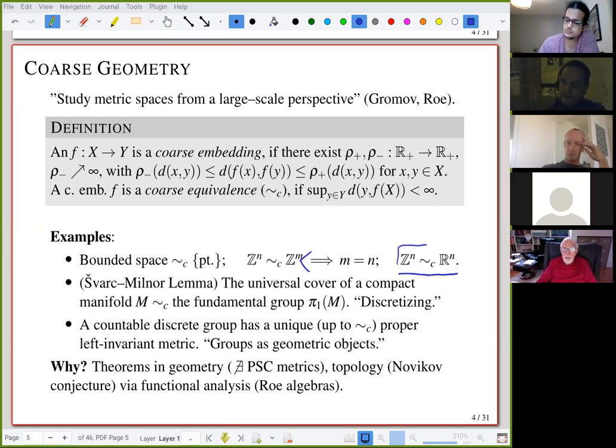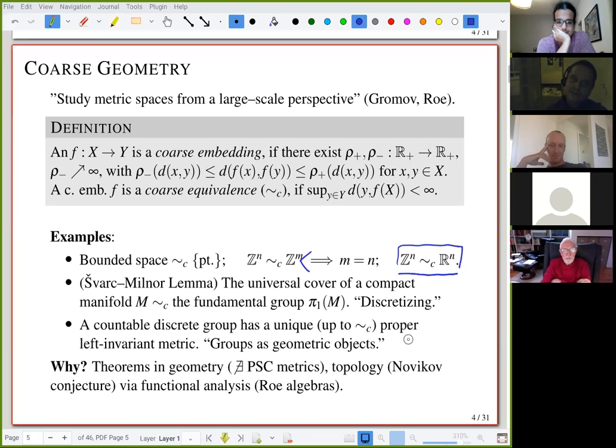And you can generalize this to a setting where, if you take any other thing, the more general version of this is the Schwarz-Milnor lemma. If you take the universal cover of a compact manifold, then it's going to be coarsely equivalent to the fundamental group of the manifold, right? You think of the fundamental group as a discrete object, which sits as an orbit inside this universal cover. And the universal cover is a manifold, so it's pretty nice, continuous and all that. But in the coarse sense, you can replace it just by talking about the fundamental group.